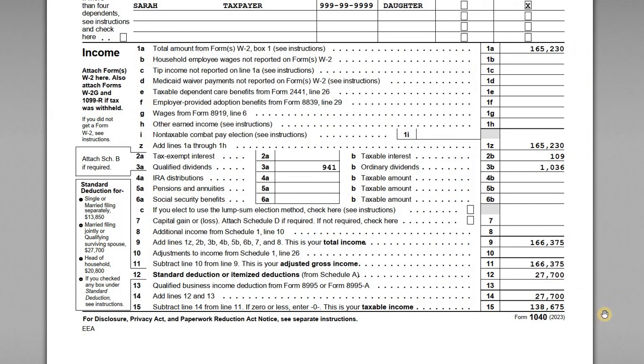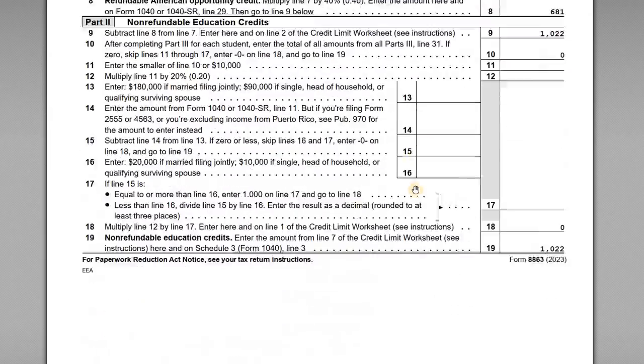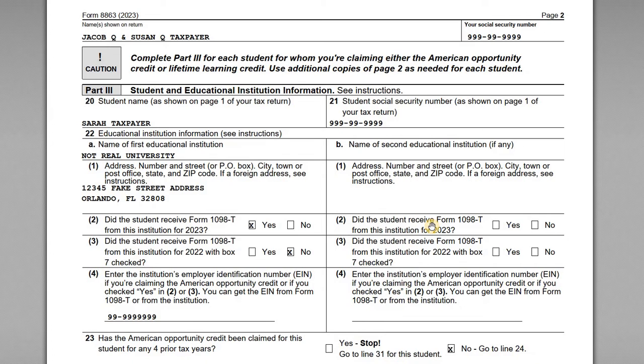So we've got their wages, their investment income there, and so there we have their AGI of $166,375. Now, if we go to the 8863 here, page 1 is a summary. If you have more than one student being claimed, then you would attach multiple Part 3s, right? So as the note reminds you up here, you want to complete a separate Part 3 for each student, and you want to do the Part 3 for each student before coming back to Part 1. So Part 1 asks, after completing Part 3 for each student, enter the total of all amounts from Part 3. So we're going to go down to Part 3 first and fill that out for our student.